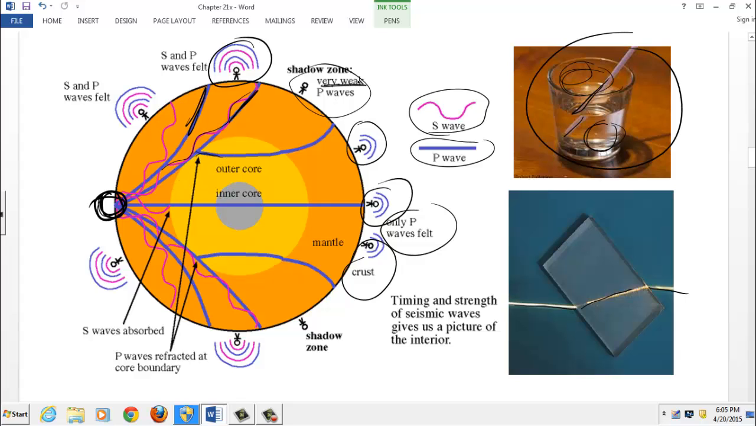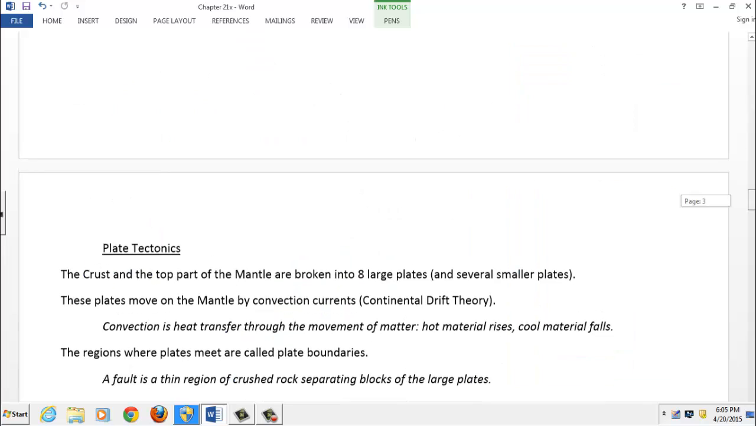And so there's very little P waves that make their way in through here, because they either keep going straight or they get bent out of the way, and they're picked up at a different location. And there's a lack of S waves. They all got absorbed by the outer core.